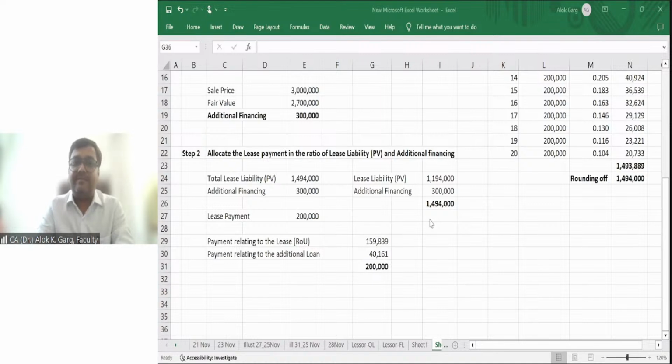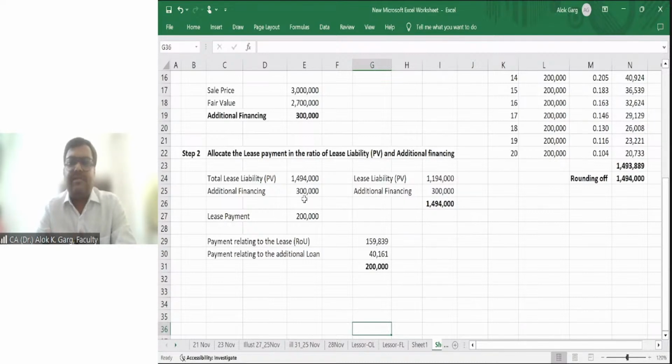Is that clear? I am waiting for your response, friends. Neha has confirmed, yes, sir, it is very much clear. Thank you for the nice explanation. Yeah, thank you, Neha. And let's come back to step number 3.